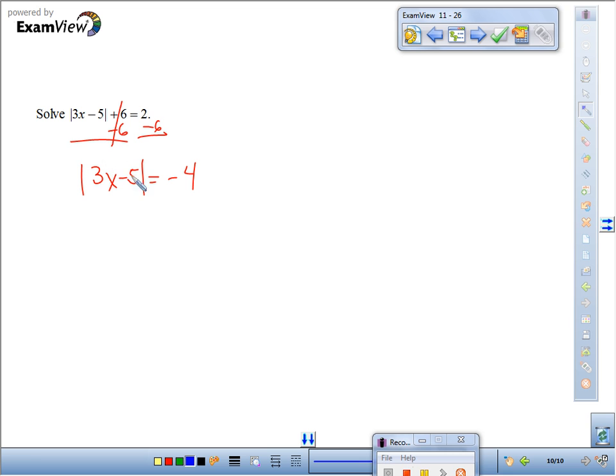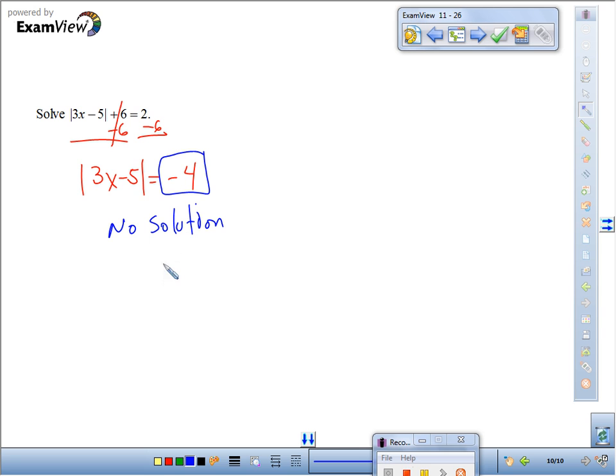So now, do we have anything else outside the absolute value? No, look at it. There's nothing on this side of the equation. Okay? So check this out. This is saying absolute value equal to a negative. At this point, we have no solution. It's a negative. Why do we know there's no solution?